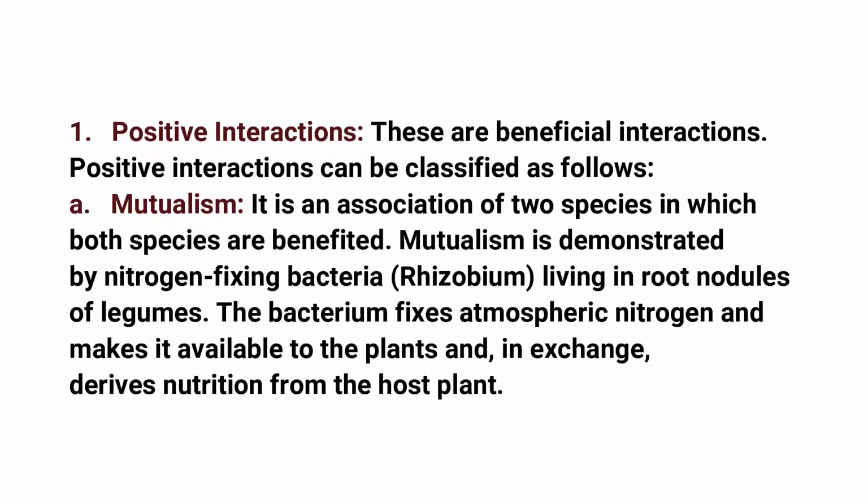These are beneficial interactions. Positive interactions can be classified as follows. We have mutualism, which is the association of two species in which both species are benefited. Mutualism is demonstrated by nitrogen-fixing bacteria living in the root nodules of legumes. The bacterium fixes atmospheric nitrogen, makes it available to the plant, and in exchange derives nutrition from the host.